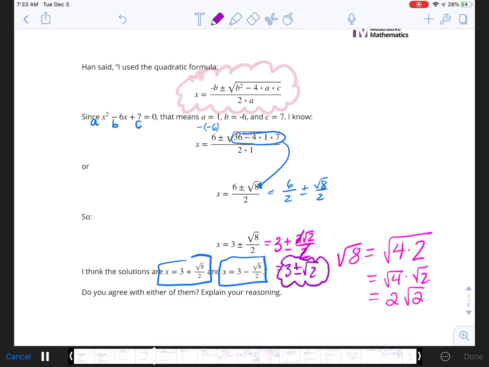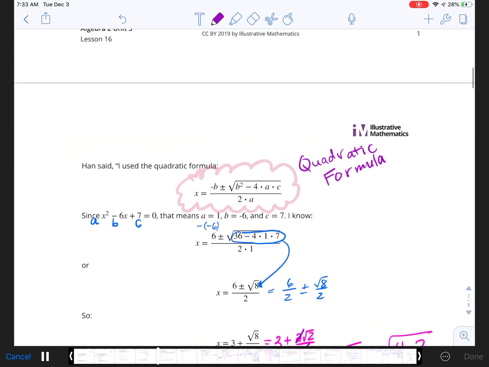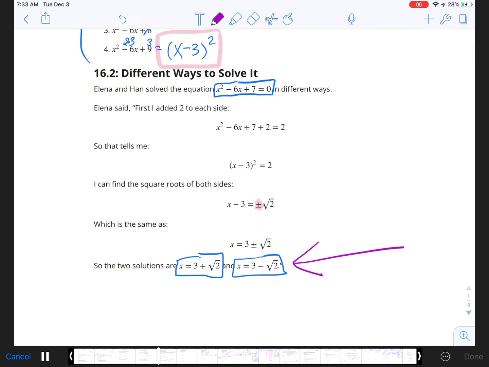All right, so Han's method was called the quadratic formula. The quadratic formula works 100% of the time. Quadratic formula will always work. So it's a really beneficial formula. The one thing to keep in mind though with the quadratic formula is your equation must be equal to 0. To use it, your equation must be equal to 0.